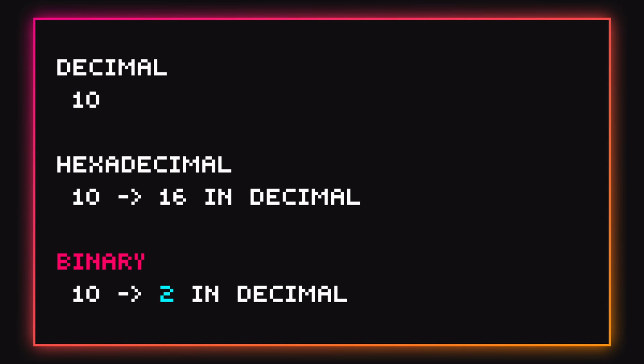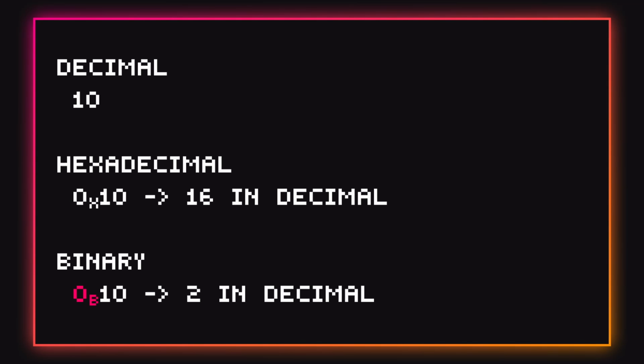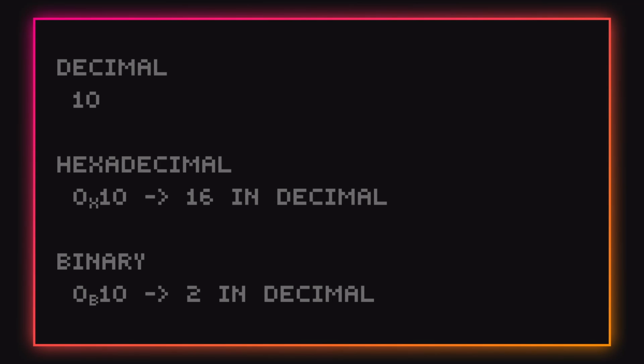So how do we know when a number is in hexadecimal or binary? Well, we do that by adding the prefix 0x in front of a hexadecimal number and 0b in front of a binary number. So we now know how to distinguish hexadecimal and binary from each other. But we don't know how we can actually read hexadecimal and binary numbers. So let's get started with understanding how we can read hexadecimal numbers.